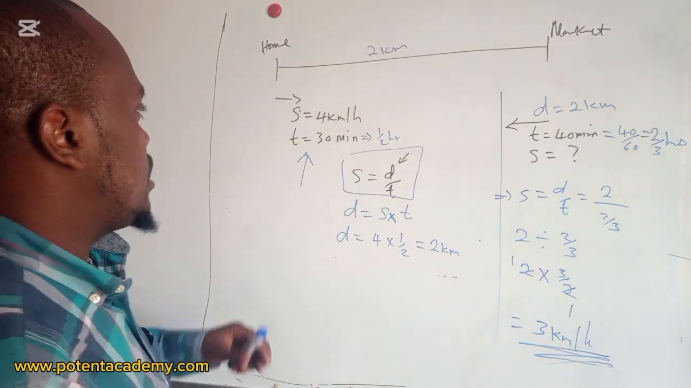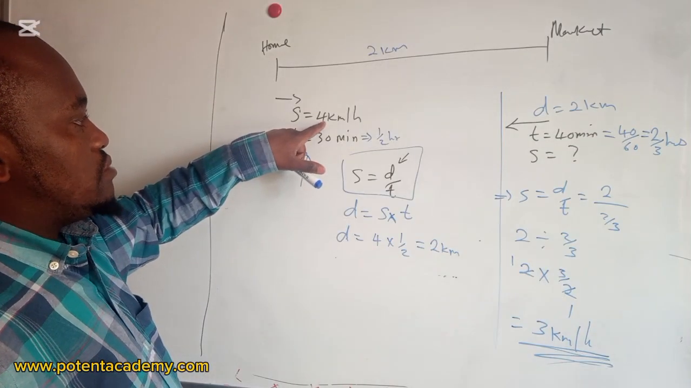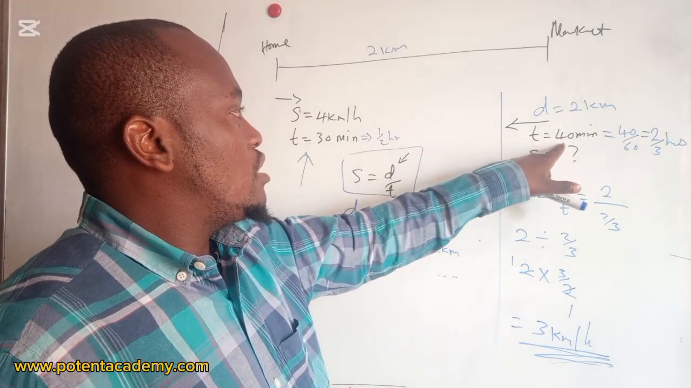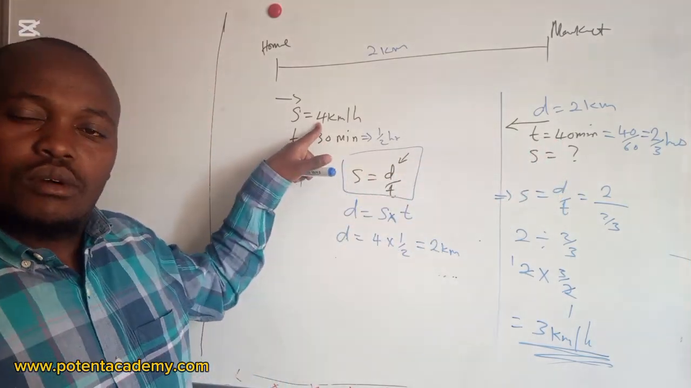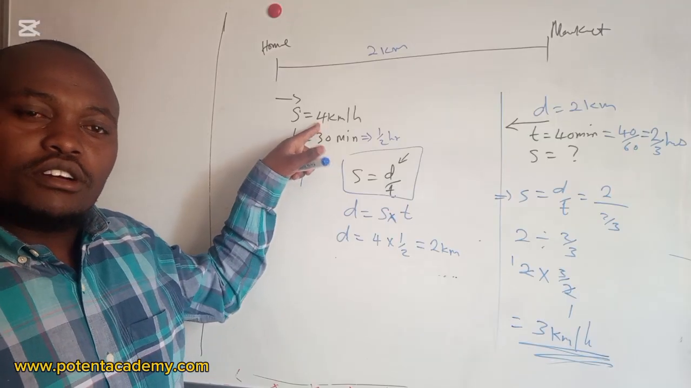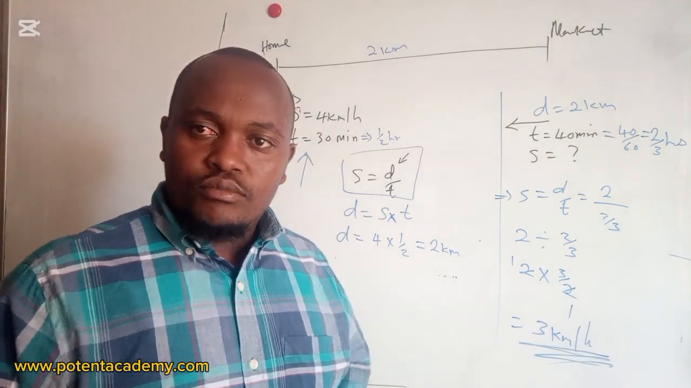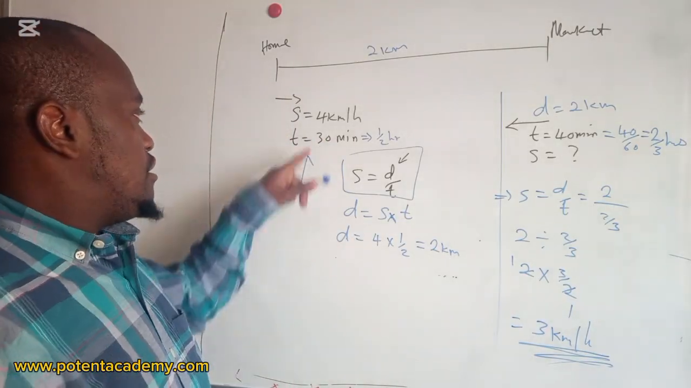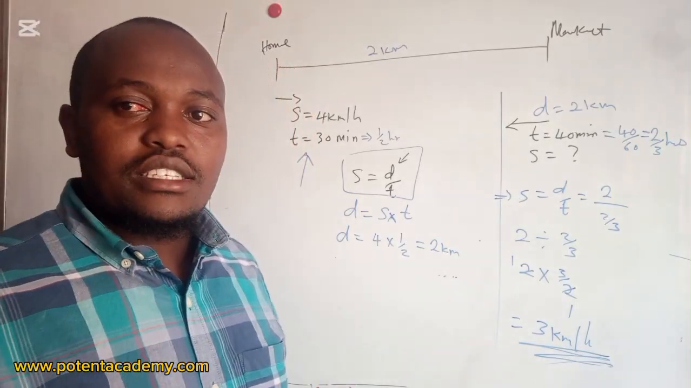However, you can interrogate and ask. So when she was going at 4 kilometers per hour, she took 30 minutes. When she was coming back, she took more time, so her speed needs to be slower. When you're going somewhere and you want to take less time, you go fast. So that is why she took less time when she was going. She was faster. 4 kilometers per hour, well, this is 3 kilometers per hour.